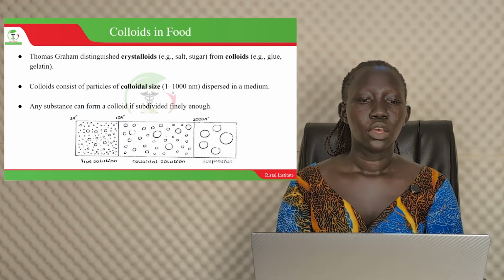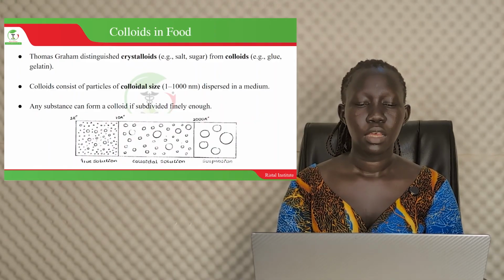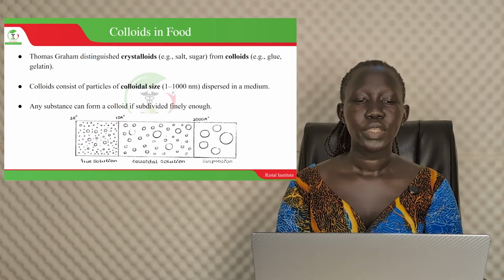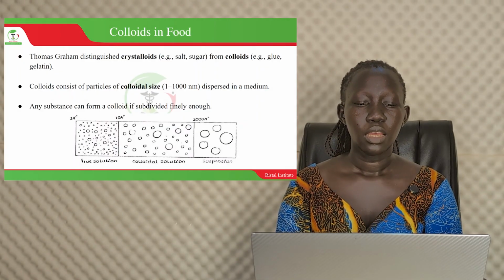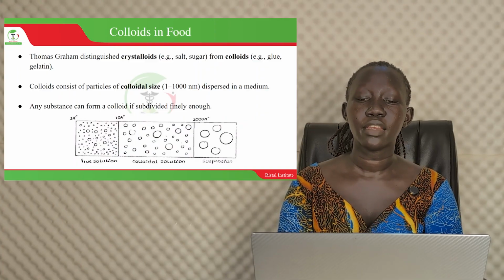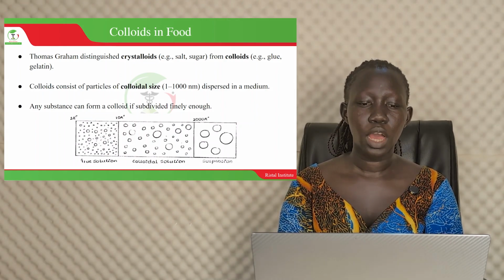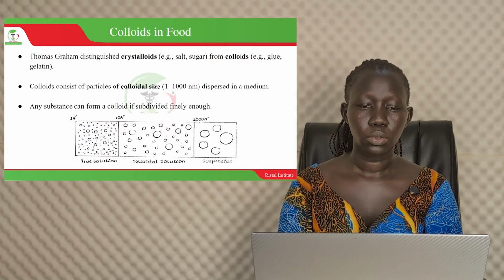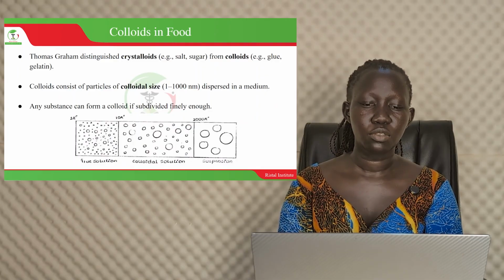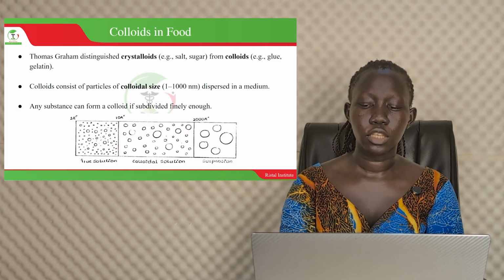Colloids in foods. Thomas Graham distinguished crystalloids from colloids. By this distinction, we say that colloids consist of particles of colloidal size, 1 to 1000 nanometers, dispersed in a medium. Any substance can form a colloid if subdivided finely enough. We have three types: the true solutions, the colloidal solution, and the suspension. You find that the true solution is more compacted compared to the colloidal solution, and the suspension is sparsely distributed.